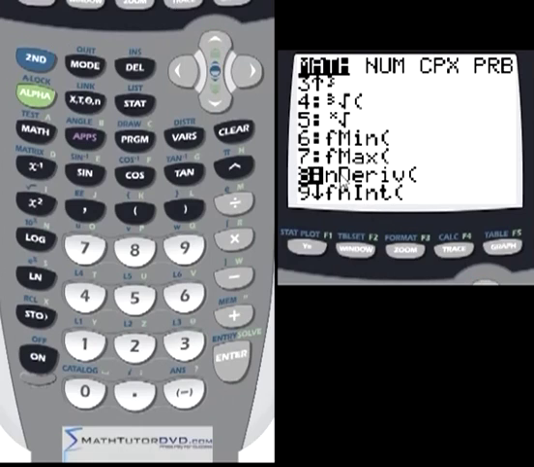You can also do a numerical derivative, which means that at whatever point you specify, it's going to calculate the slope of the tangent line to the curve at that point, and you're going to get a number back. It's just going to be a number like 10 or 5 or whatever, and that's going to be the slope of the tangent line at that point.